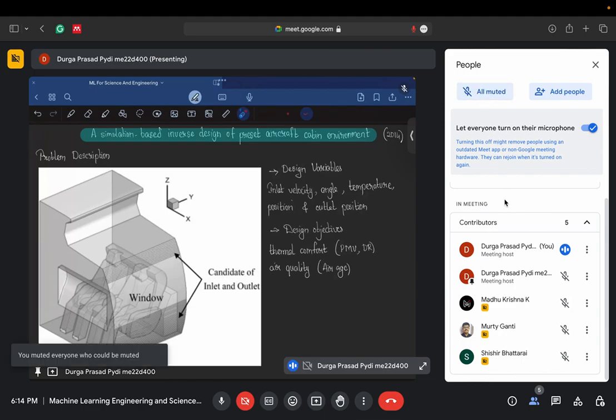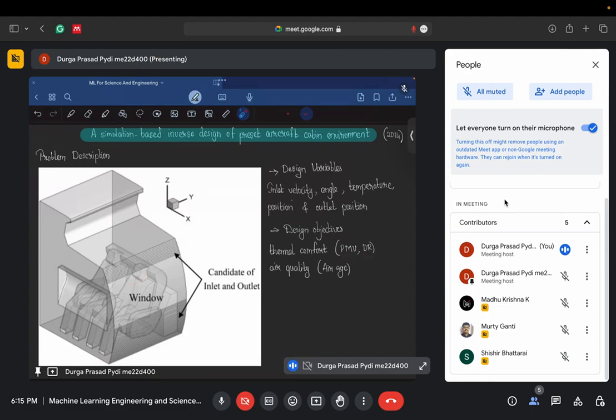say you have an aircraft cabin here and you want to design an air conditioning system for this particular cabin. The design variables are essentially where to keep your inlet and outlet, and then what should be the velocity, temperature, and the angle at which you throw your inlet air into this cabin. And the objective of the optimization is to have a comfortable environment for the passengers inside.